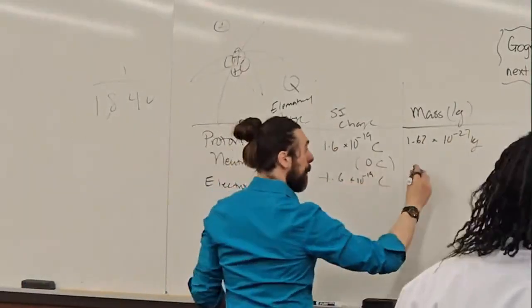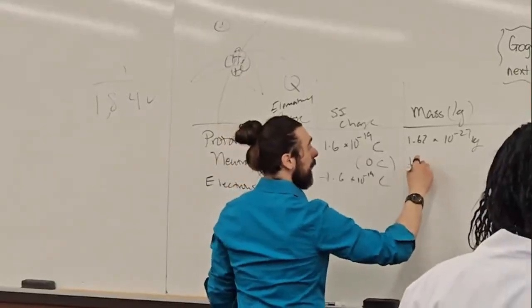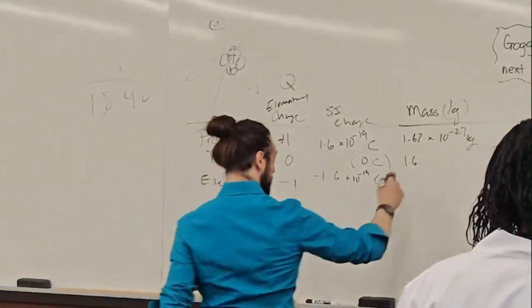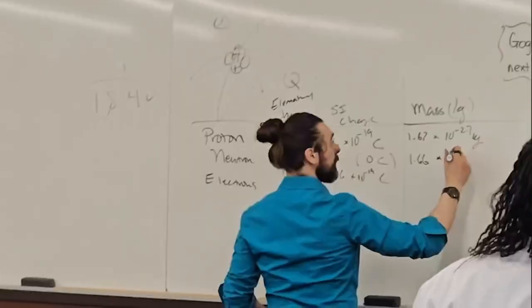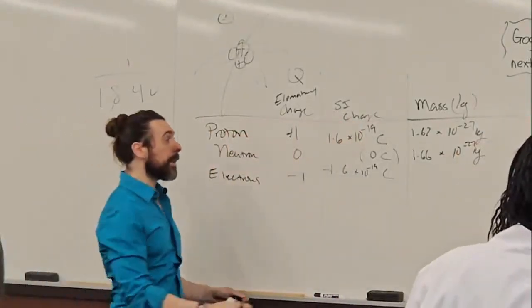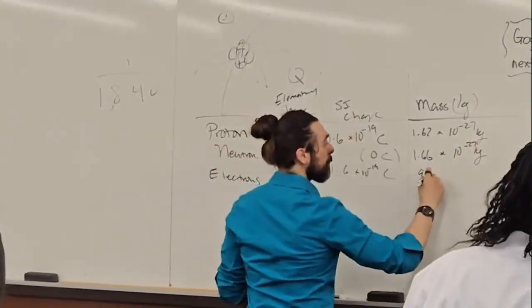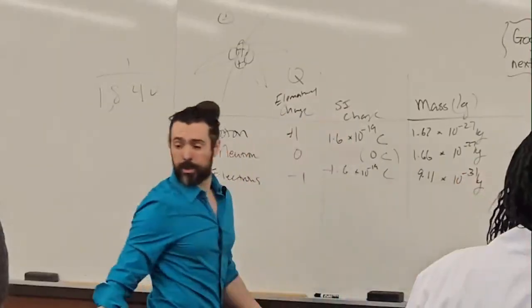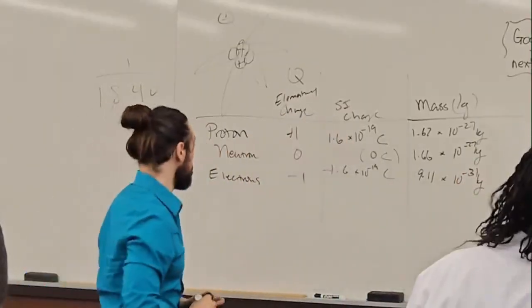And then roughly the same for the neutron. If you round it, we can round it to about the same. People say 1.66. Slightly different size for the neutron, but it's almost the same mass as the proton, right? And then I think the electron is 9.11 times 10 to the -31st, I believe. I can look it up on my notes here. But yeah, 9.11 times 10 to the -31st kilograms.